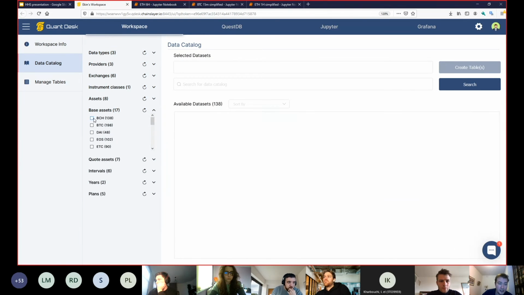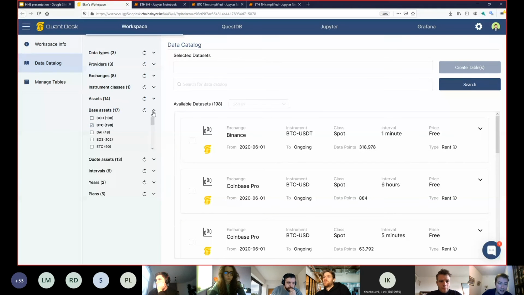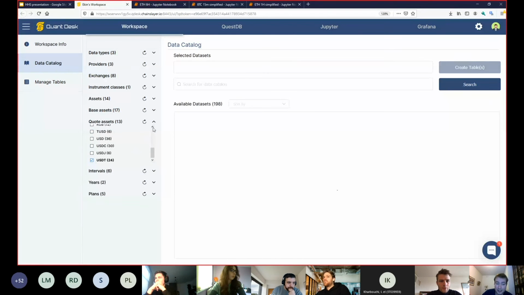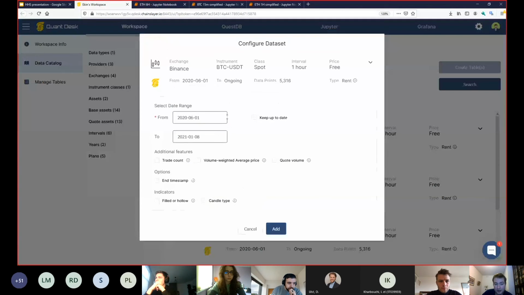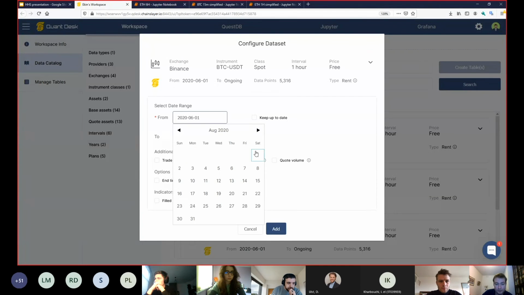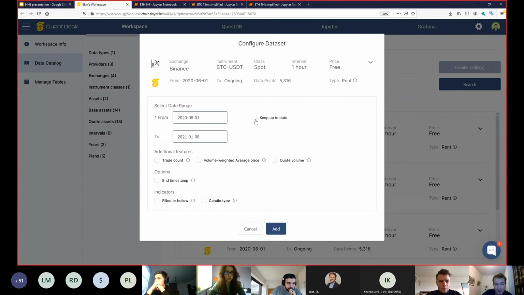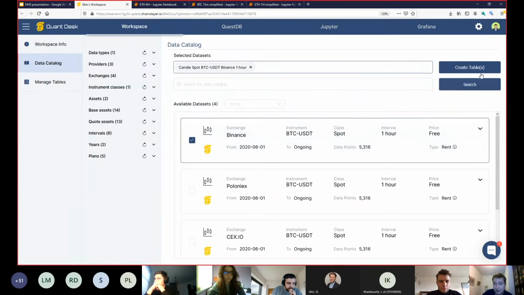So for example, we could take that Bitcoin data, take it quoted against the USDT pair, so it would be the BTC USDT pair. And we could select, let's say, those hour-long candles. And we can just take it, select the data set and select add.